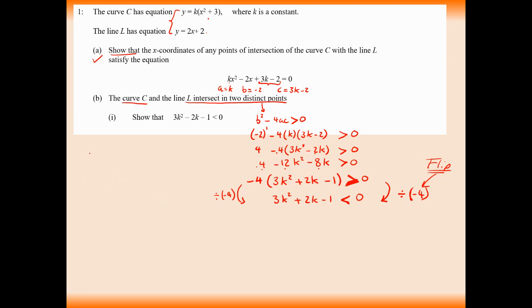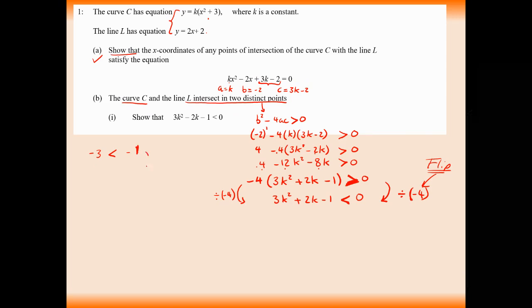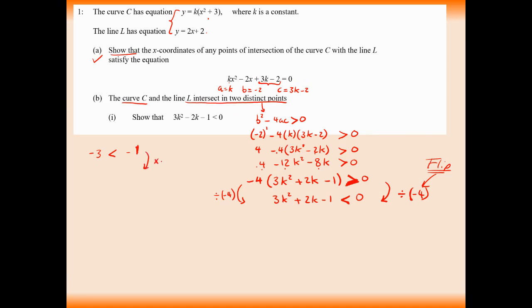Let's take minus 3, which is less than minus 1, for example. I'm going to multiply both sides by a negative 1. This inequality is true, right? Minus 3 is less than minus 1 because it's further to the left on the number line.